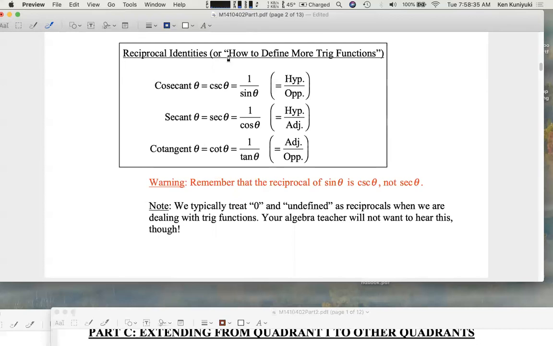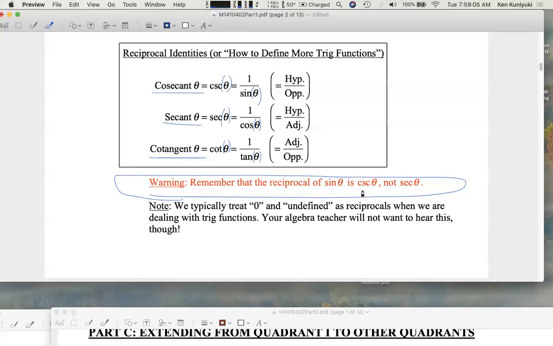The reciprocal identities. This is how we'll define these 3 additional trig functions. Cosecant of theta, again, parentheses are nice. Cosecant of theta is the reciprocal of sine of theta. Secant of theta is the reciprocal of cosine of theta. And cotangent of theta, conveniently, is the reciprocal of tangent of theta. But remember, the reciprocal of sine of theta is not secant of theta, it's cosecant of theta. Do not mix these up.